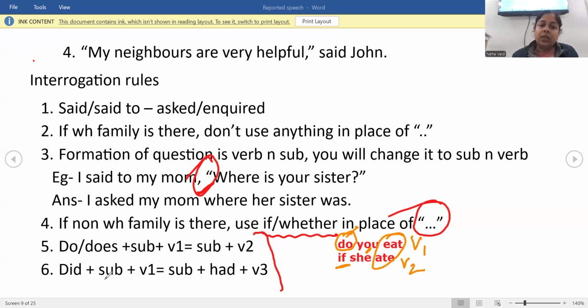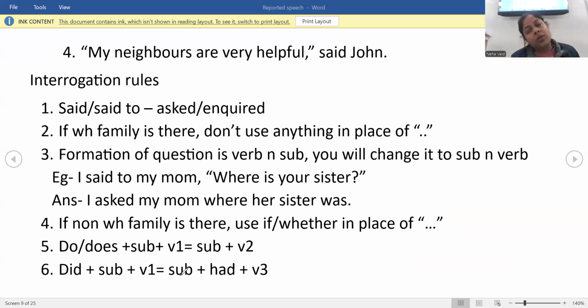Same in the case of did plus V1, we already know did always changes to had plus V3. The same we have done here also. So did will change its position to had. So after the subject, had will come and V3. So here V1 is converting to V2, but here V1 is converting to V3 because of had. So these were your interrogation rules.